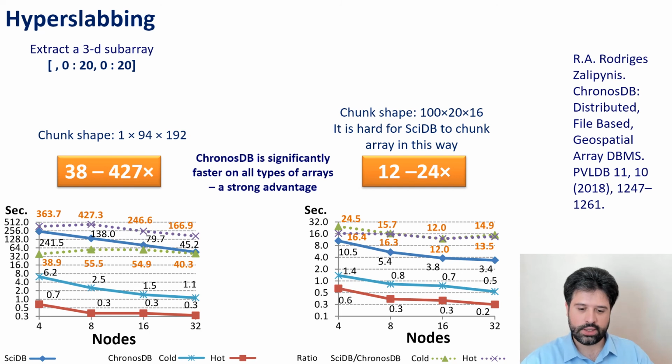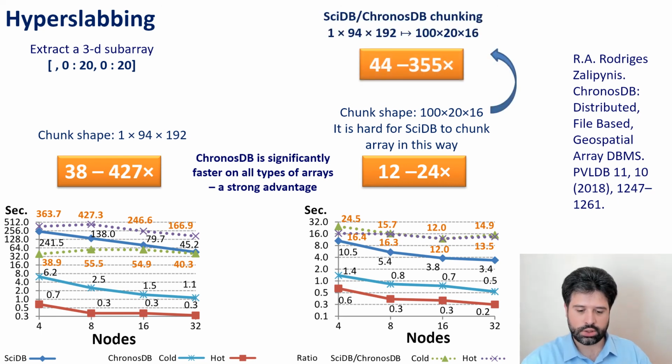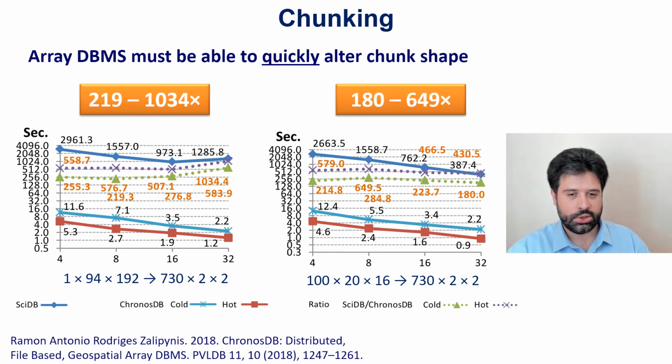Hyperslabbing is one of the key operations for arrays. As you can see, ChronosDB is significantly faster on all types of arrays, which is a strong advantage. The hyperslabbing performance depends on the chunk shape. However, SciDB cannot change array chunk shapes quickly. ChronosDB is over 300 times faster in switching to the right chunk shape. Chunking.